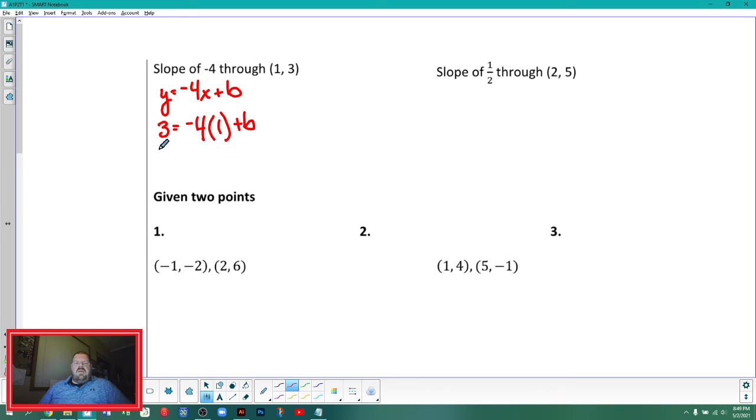Might run out of room here. Negative 4 times 1 is negative 4, and I'll add 4 to both sides. Looks like I get 7 for b. So then I get y equals negative 4x plus 7.